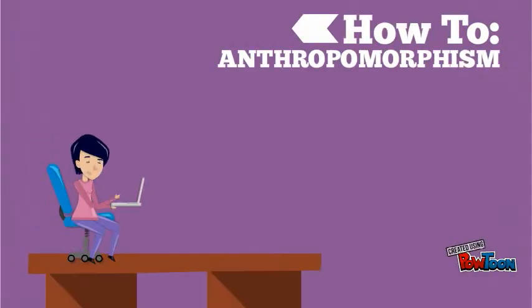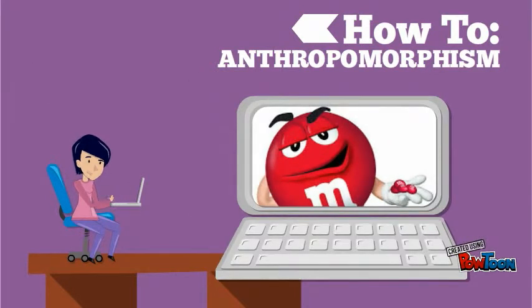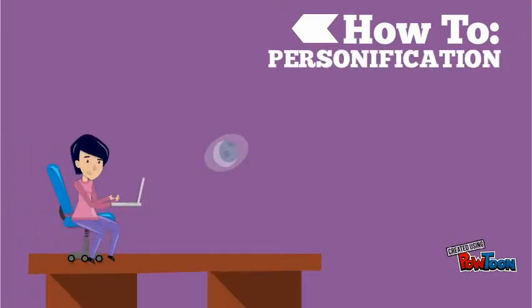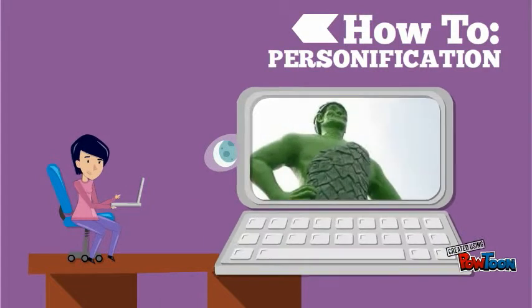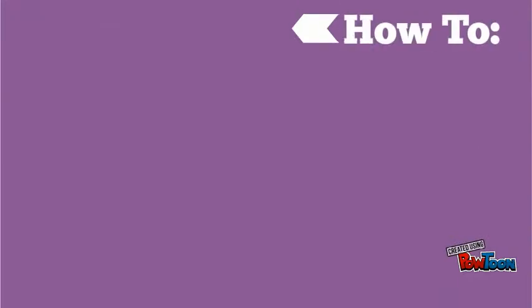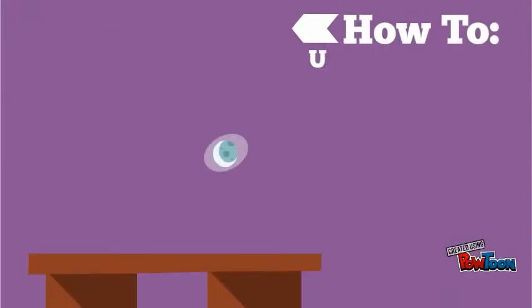One way is through anthropomorphism, giving human characteristics to an inanimate object, like those cheeky M&Ms. Another way is through personification, taking the predominant characteristics of your brand and creating a person around them, such as the Jolly Green Giant.